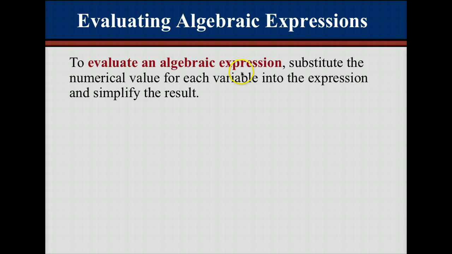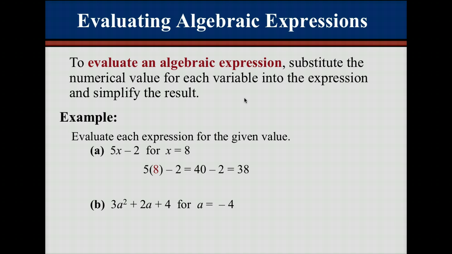To evaluate an algebraic expression, substitute the numerical value for each variable into the expression and simplify the result. This may look familiar to you. We've already worked this in a previous lesson. All we do is substitute, remember the proper terminology, instead of plug it in. Substitute in an 8 for x. So 5 times 8 is 40, minus 2 is 38.